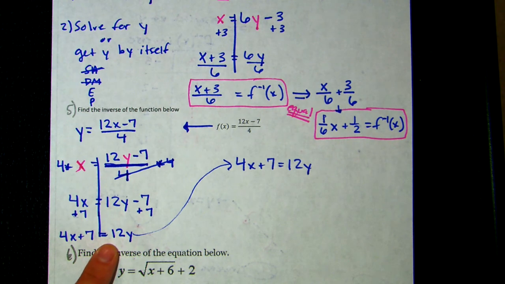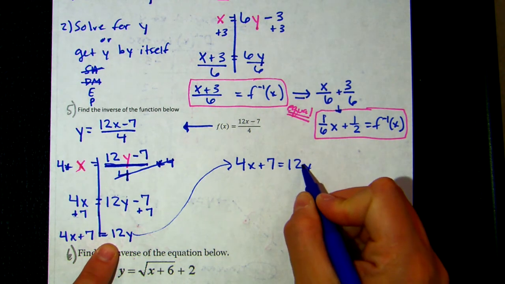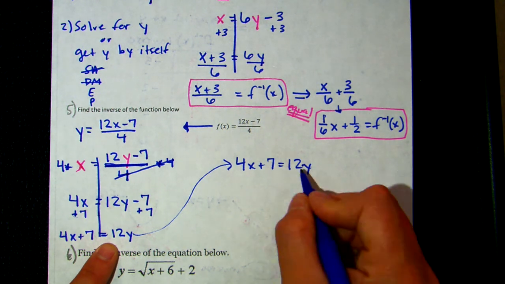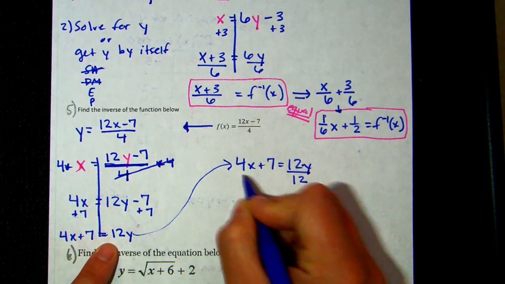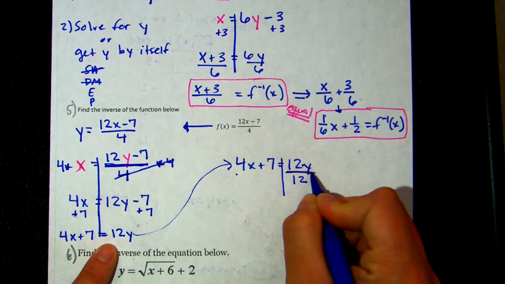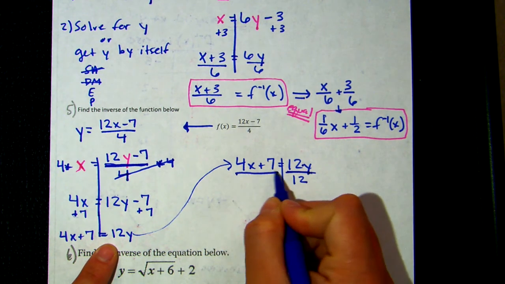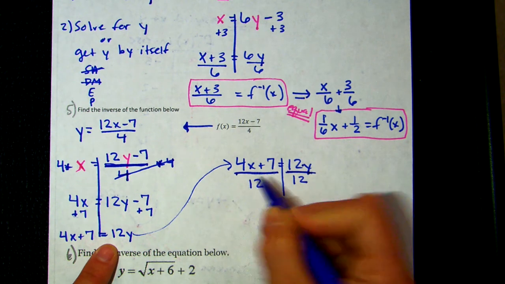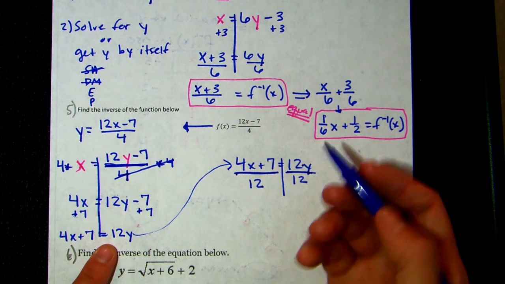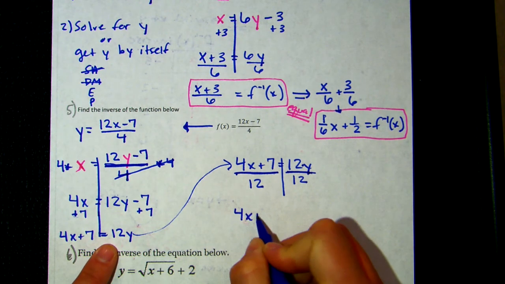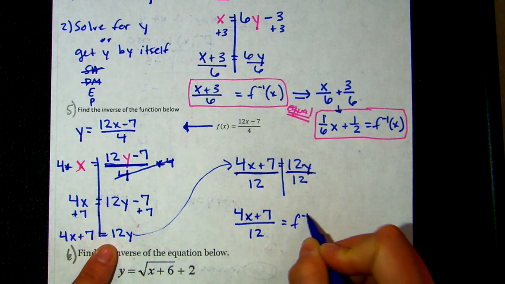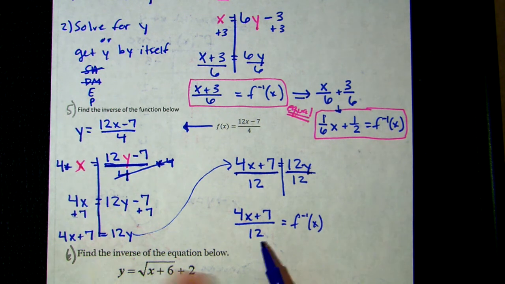And then y is not totally by itself yet. Y is still next to this 12. When it's right next to a number, it means multiplication. So I'm going to divide by 12 on both sides. If I divide this entire side by 12, I also have to divide this entire side by 12. So it's not just the 4 that's being divided by 12, it's also the 7. Okay? So I could leave my answer exactly like this if I wanted to, now that y is by itself.